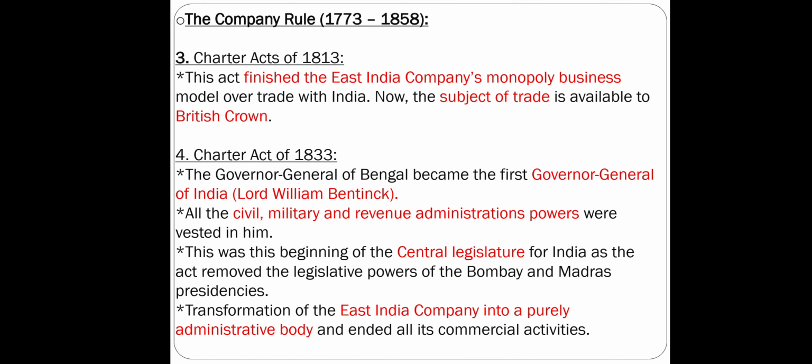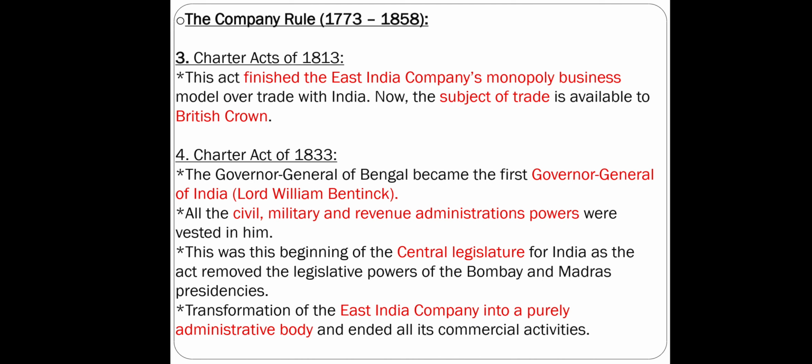So, the fourth important part of the company rule was the Charter Act of 1833. Before going into this act, I'm requesting you all, please note down these highlighted points. They are very important points. Under the Charter Act of 1833, please note that the Governor General of Bengal became the first Governor General of India.